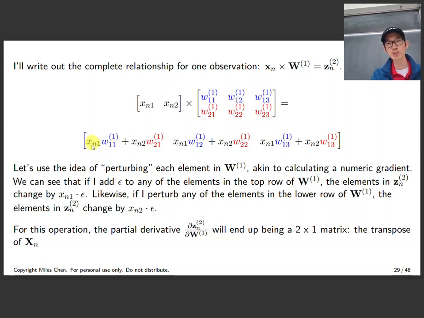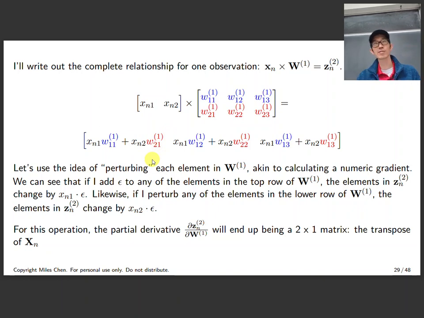that change is going to get multiplied by xn1, okay? If I change this value, it's going to get multiplied by xn1. If I change this value, W13, it's going to get multiplied by xn1. So any change in the top row gets multiplied by xn1, okay? Any change in the second row will get multiplied by xn2.